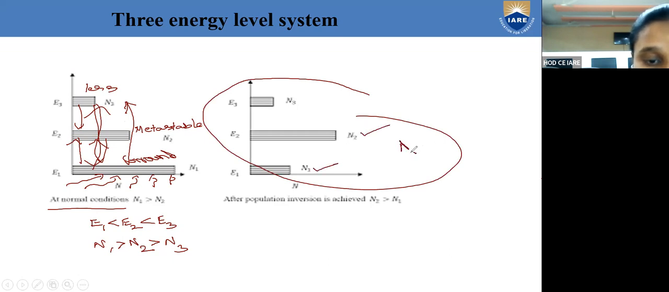So here N2 is our metastable state. The population of N2 is becoming more than N1, and this condition is nothing but population inversion. And I gave you one point: population inversion is always achieved in the metastable state. Why is it always achieved in the metastable state? Because of its long lifetime, because of its ability to hold atoms for more time.